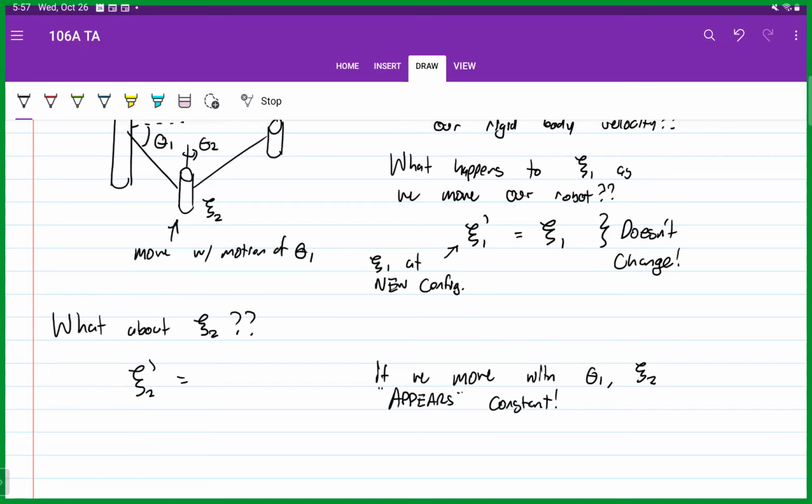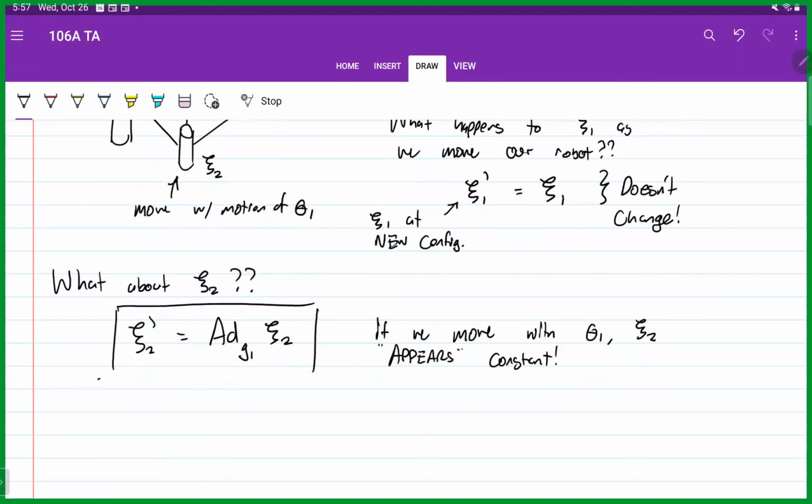So all that this means is that our transformation from our xi2 to our xi2 prime, the actual xi2 in the spatial frame, is only a simple rigid body transformation about our first axis. And because of that, we can write it as the adjoint of the rotation about our first axis, the adjoint of this G1, multiplied by our xi2 in the reference configuration. So all that we're saying is take our reference xi2, and then transform it back into our spatial frame.